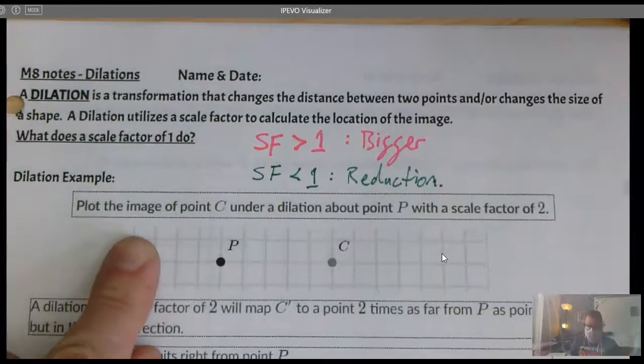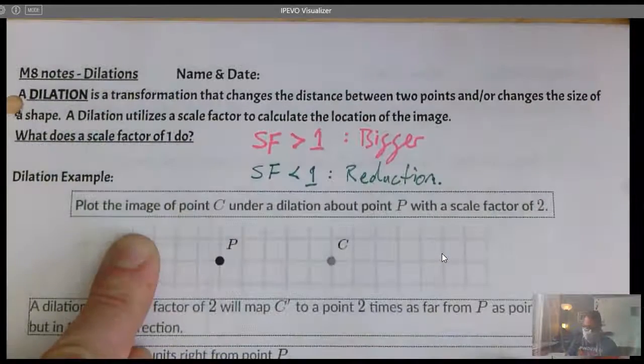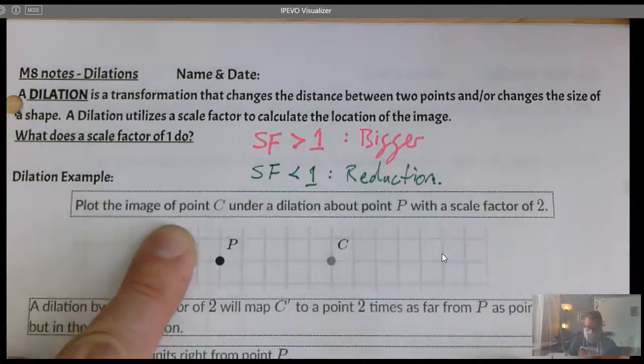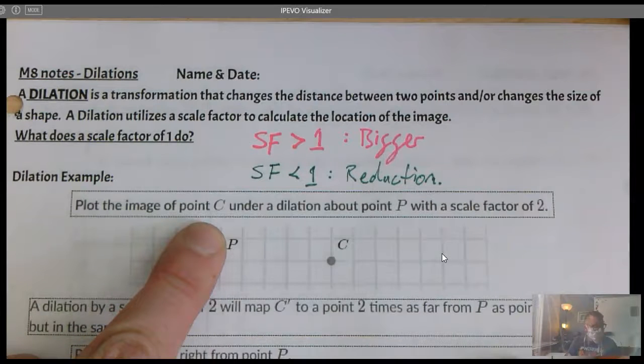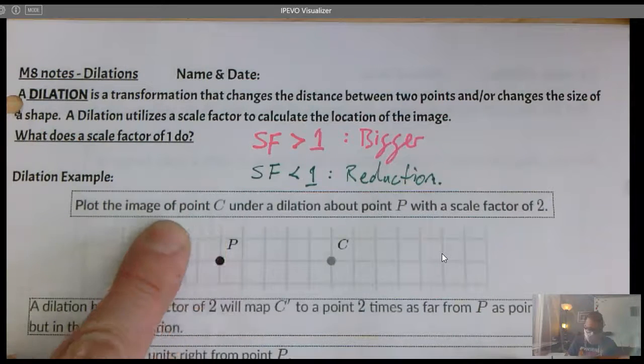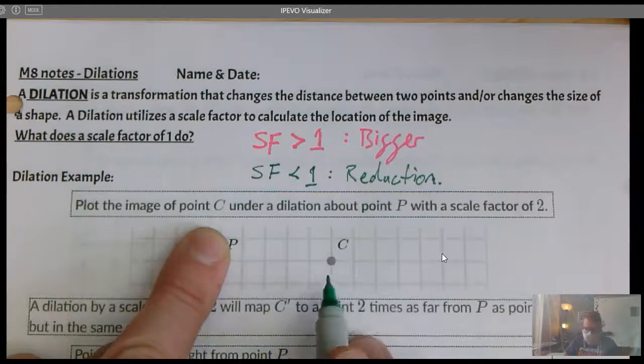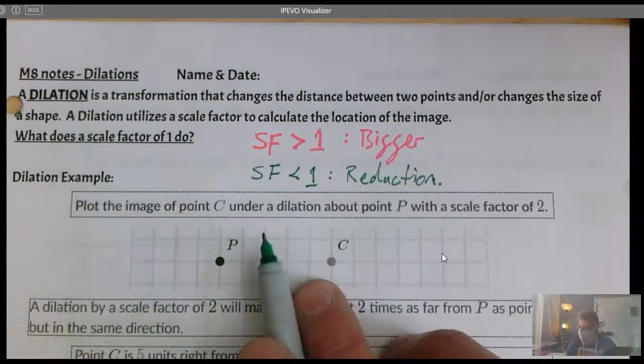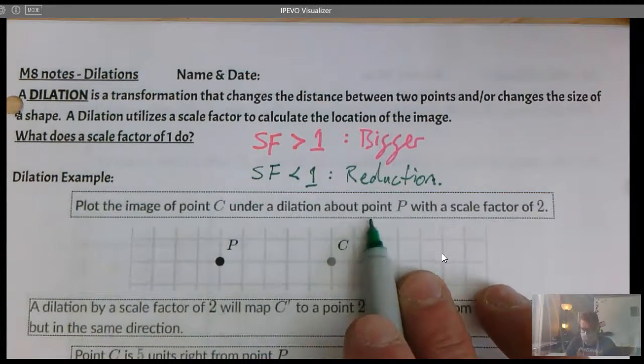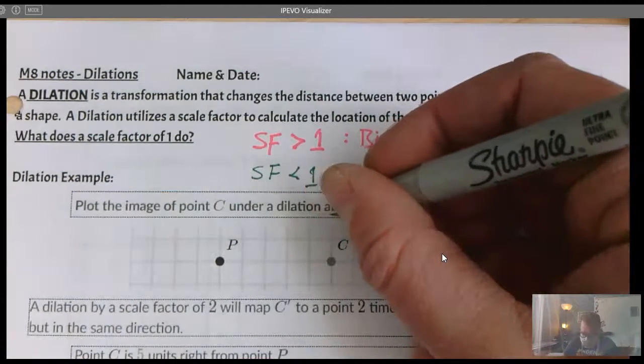So when we're asked to plot the image, remember there's only pre-image and image. Plot the image of point C, so we're moving point C. Right? The image of point C says we're going to move point C under a dilation about point. I hate this word.